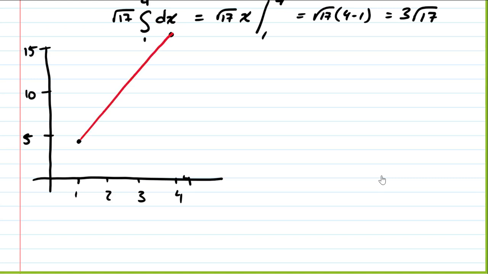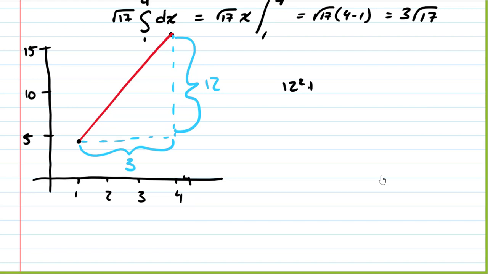So I'm looking for the distance of this line. But since it's a straight line, I can actually just count these things off, right? So my change in x is going to be 3, and from 4 to 16, my change in y is going to be 12. So by the Pythagorean theorem, 12 squared plus 3 squared gives us c squared. So c squared is 144 plus 9.